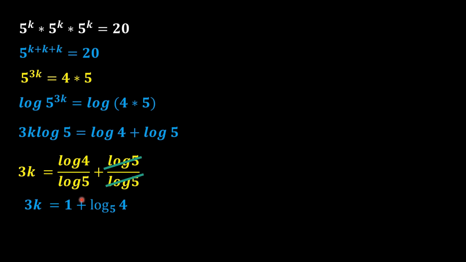This plus will be the same as before, and according to the log property, this value can be written as log base 5 of 4. Now this 3 will move from one side of the equation to the other side, and it will divide this value. As a result, we should get k is equal to 1 plus log base 5 of 4, over 3, and this is the answer for the value of k.